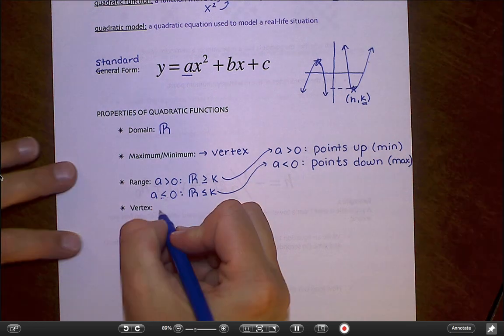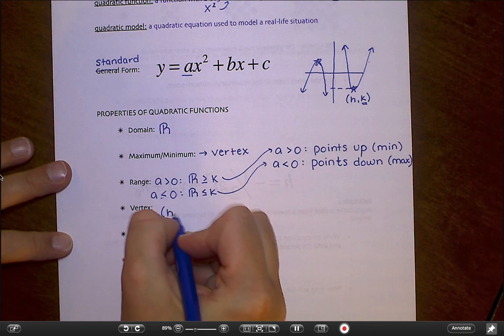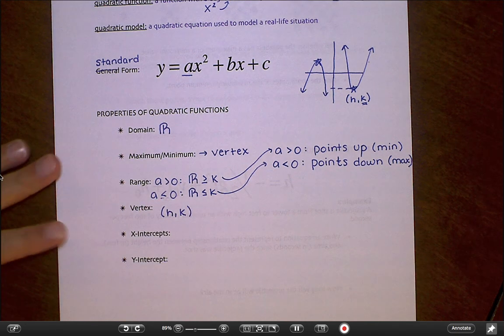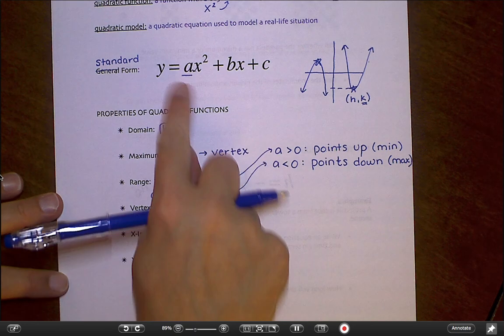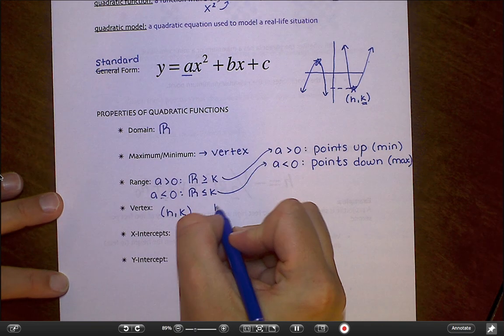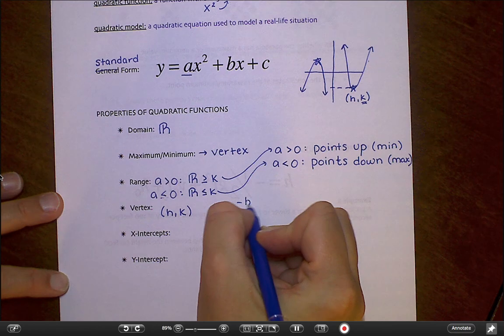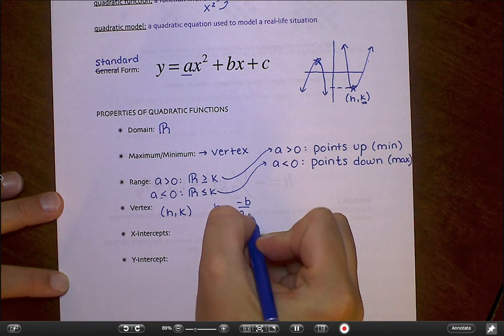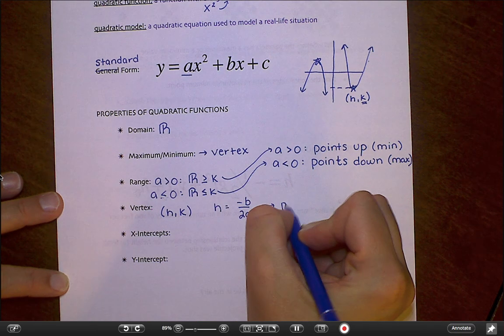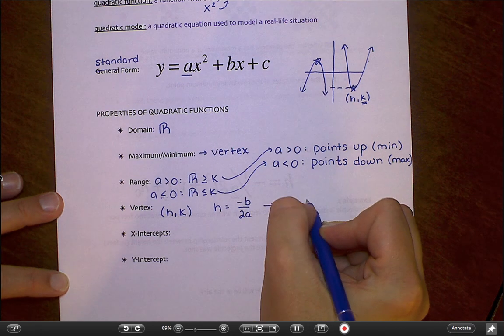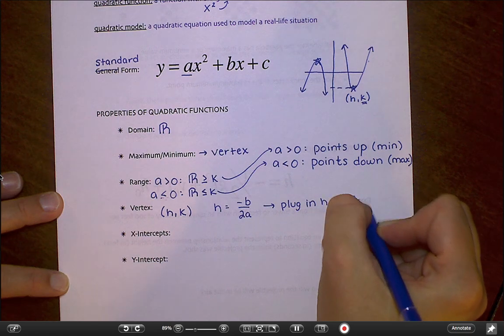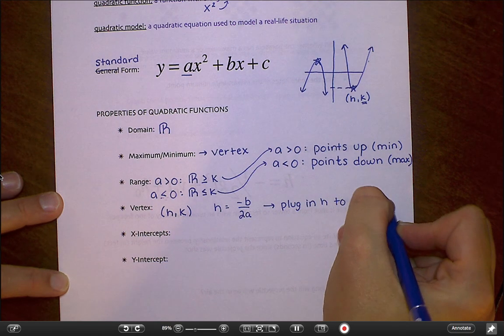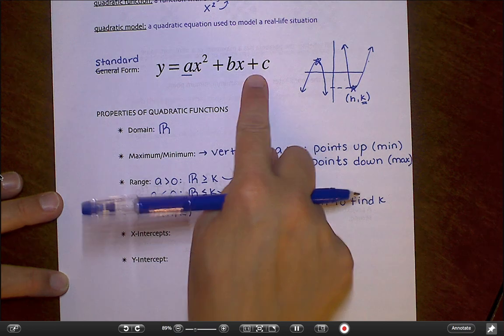The vertex is always located at h comma k. And we've talked about two different ways to find that vertex value. If it's written in this form, remember we have this formula, h equals negative b over 2a. And then you plug in h. This is just a review of the last couple of lessons, to find k. Okay, plug in h to the original equation.